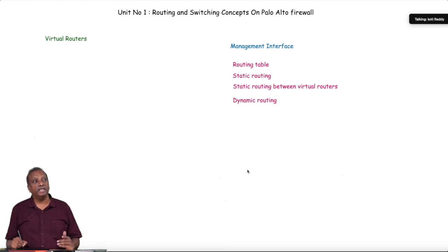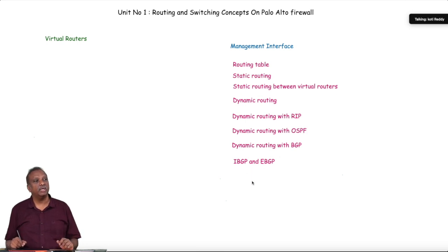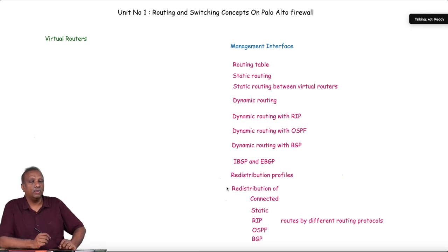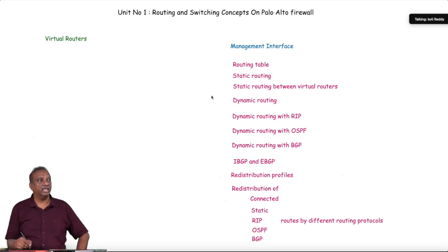Means how to configure dynamic routing using RIP protocol, OSPF, BGP. In BGP again we see how to configure IBGP and EBGP routing protocols. And then we also see how to configure redistribution profiles so that you can redistribute the routes from connected, static, RIP protocol, OSPF, BGP into another routing protocol. How can you ask the other routing protocols to redistribute some other source routes? We see all these concepts using different case studies in the first unit.